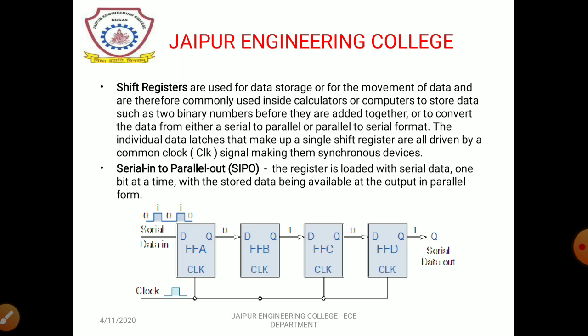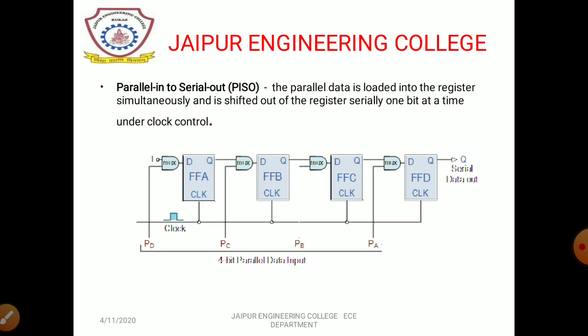For every positive edge triggering of the clock signal, the data shifts from one stage to the next stage. In this case, we can access the output of each D flip-flop in parallel, so we will get parallel output from the shift register. The third type of shift register is the parallel in serial out shift register, in which we are inserting the data in parallel and achieving the output in a serial manner.